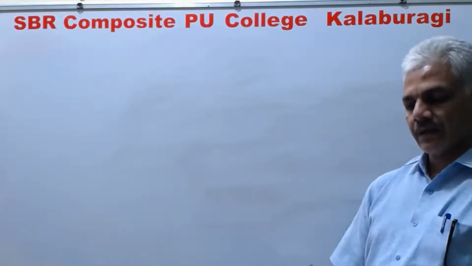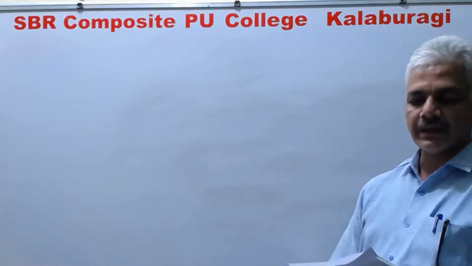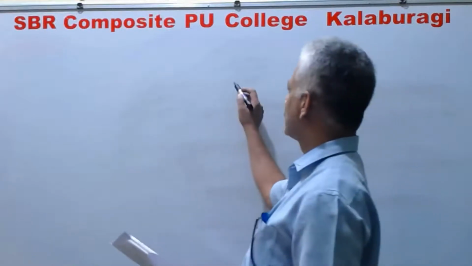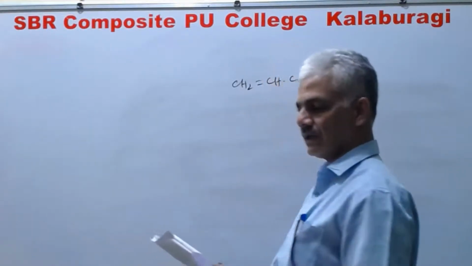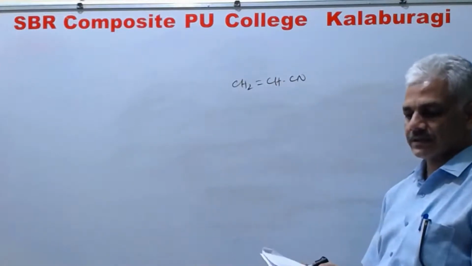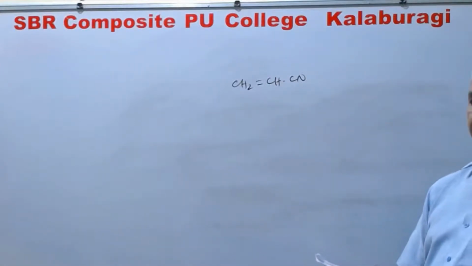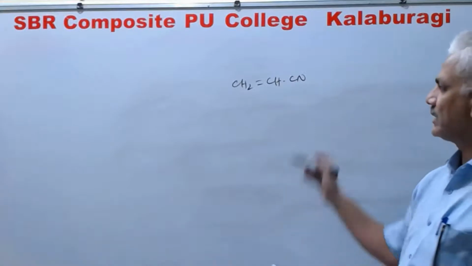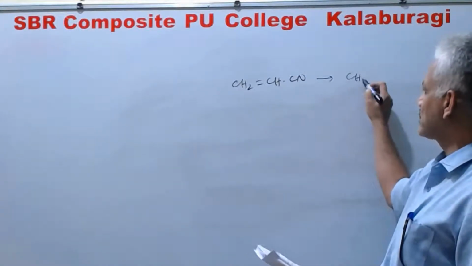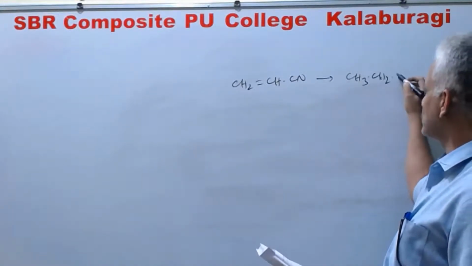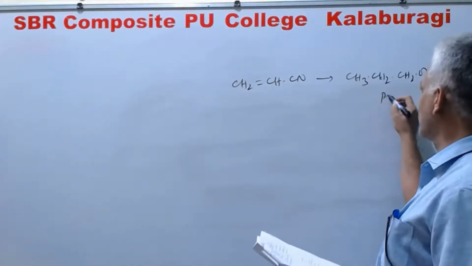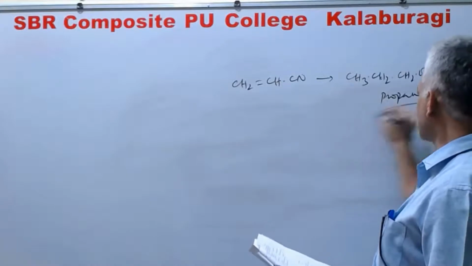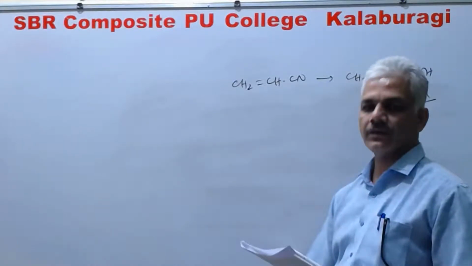Next, acrolein on complete reduction gives... CH2=CH-CN, vinyl cyanide, is called acrolein. When it is subjected to complete reduction, it leads to the formation of CH3CH2CH2OH, that is, propanol. So you can go next.